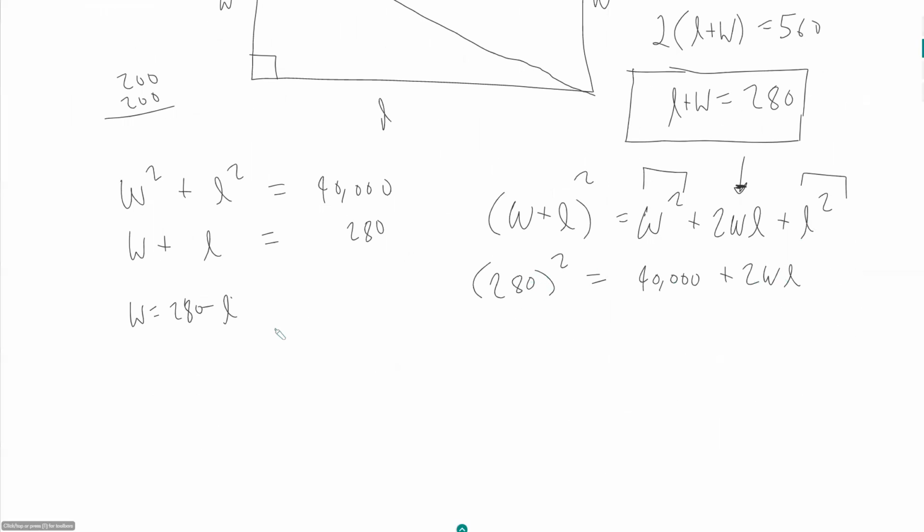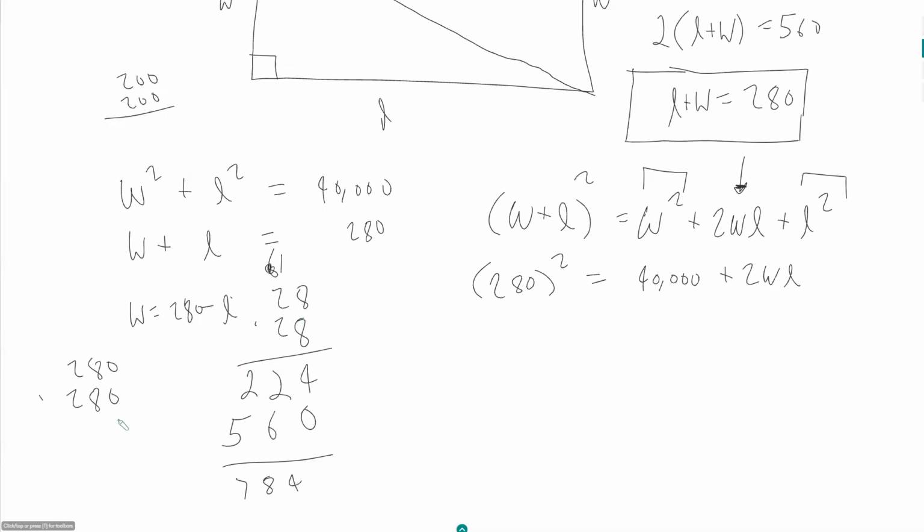Now we still have to find out what 280 squared is. So what is 28 squared? 8 times 8 is 64. 8 times 2 is 16, plus 6 is 22. 2 times 8 is 16 again, put a 1 up here. 784. So 280 times 280 should be 784 with 2 zeros, 78,400.